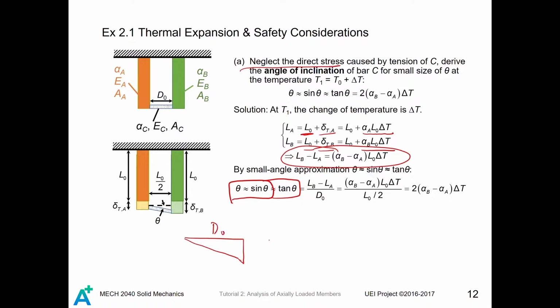This is D naught. Since this bar is inclined, the difference of length between LB and LA will be this opposite side, and then this is your theta. Therefore, tangent theta equals (LB minus LA) divided by D naught. Then you substitute this into here, and D naught equals L naught divided by 2. Then you can show that theta equals sine theta equals tangent theta equals 2 times (alpha b minus alpha a) times delta t.